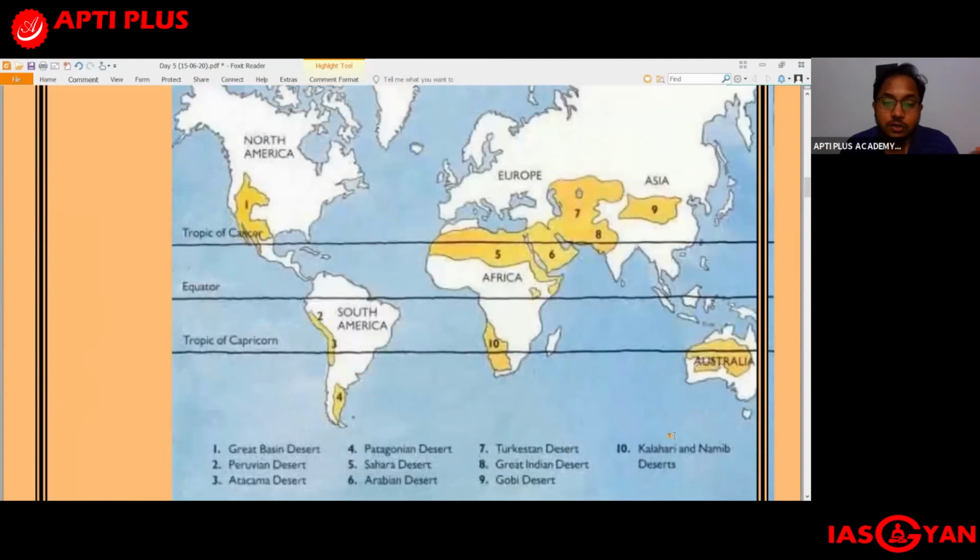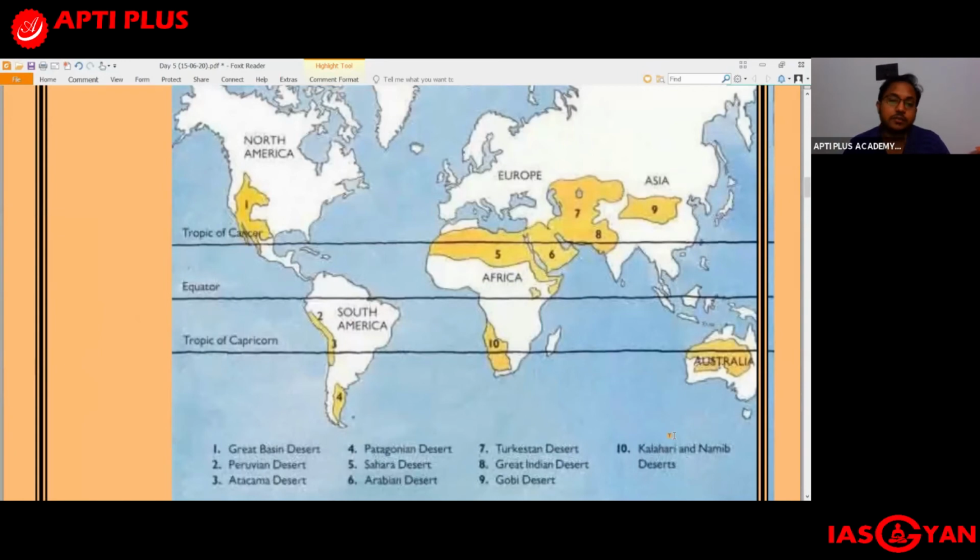But before that, you get to see a number of deserts I have shown over here. In all these areas, number one, for example, it's the Great Basin Desert. Number two, that is in South America, you have the Peruvian Desert. Number three, you have the Atacama Desert, which is also in South America in the Chile area. And the Atacama Desert is considered to be the driest desert of the world. And then fourth, we have the Patagonian Desert.